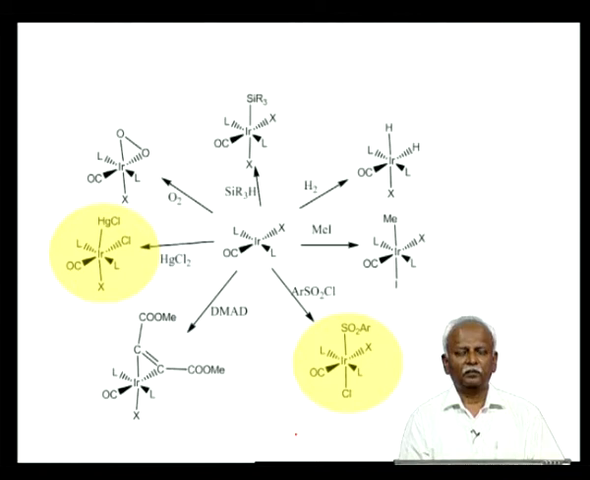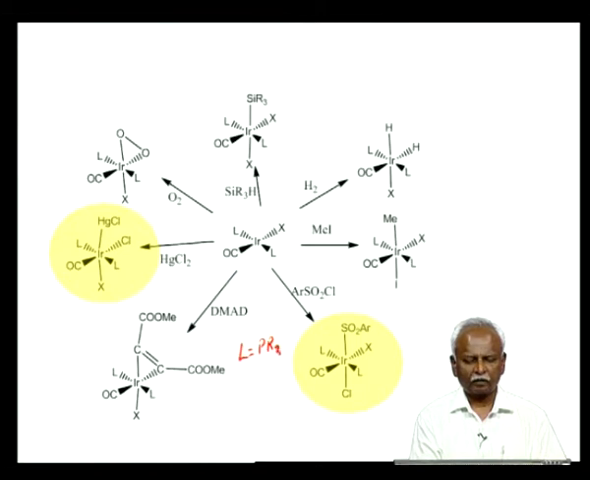Now, let us take a look at some of the reactions that this complex undergoes. It is actually a very popular complex, and it was one of the first ones that was discovered and very easy to understand and characterize. L is a phosphine or PR3 group, and very often it is PPh3, and X is a halogen, any halogen.